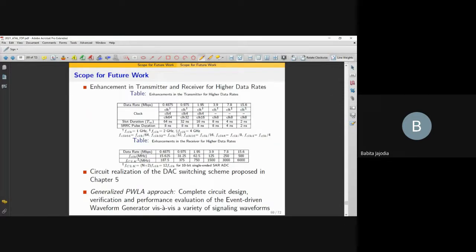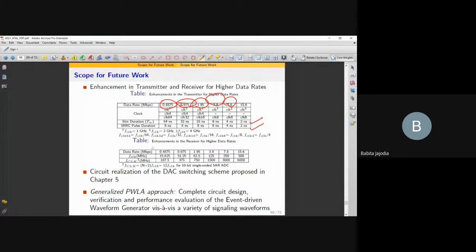So the future scope of the work: these are the different data rates provided by the IEEE 802.15 standard. Our design can be used for all these data rates. We just need to change the clock duration and the input clock frequency.